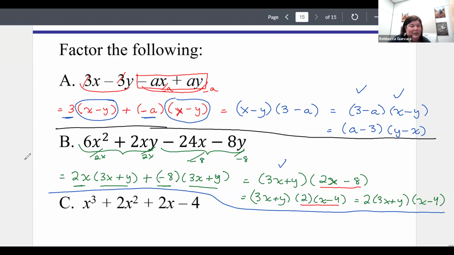So C is my last one here. So I'm going to pair these two terms and these two terms. So for x cubed plus 2x squared, I can factor out x squared. We're just going to leave behind x and 2. And then here I have 2x minus 4. And I can factor out a 2, which is going to leave me with x minus 2.